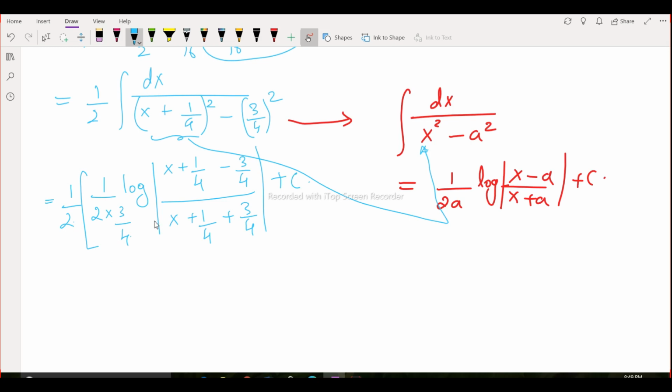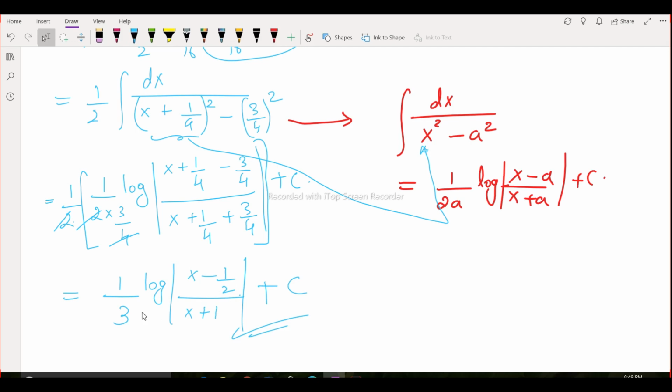And now you can just simplify this, and you can write the answer. You can cancel this 2, you can simplify and you can get the answer. So after doing some simplification, you will end up getting this answer. The final answer will be 1 by 3, because see this 2 is 4, so this 4 gets cancelled, so you get 1 by 3 log. And now if you want, you can take LCM and you will get x minus half, and this is x plus 1. So no need to take LCM, you can just write this way, or you can take LCM and solve this. So you got this answer, right?